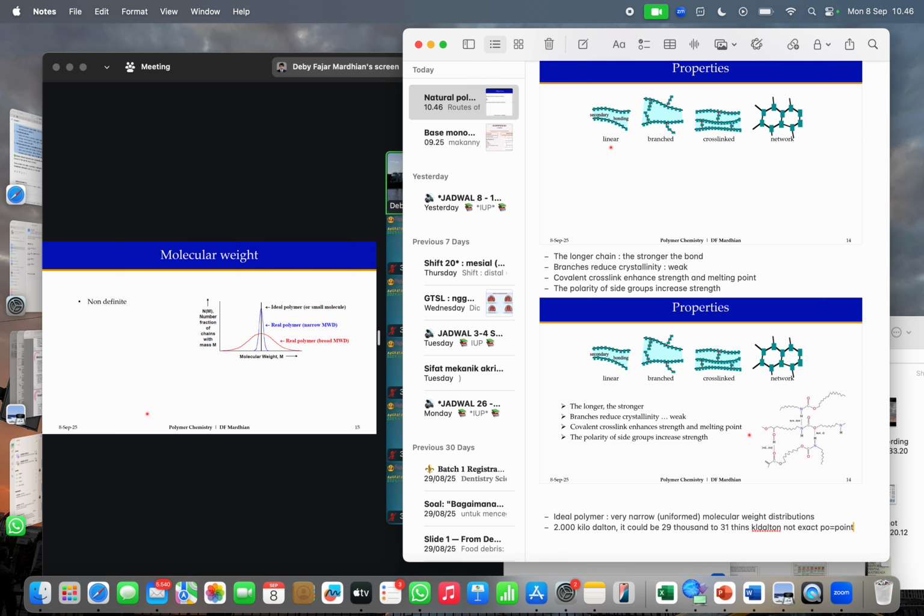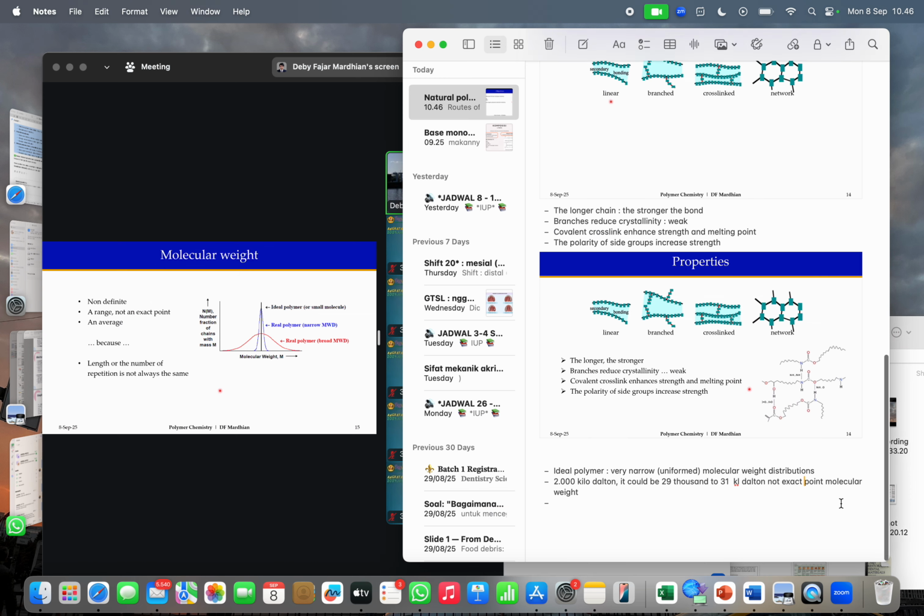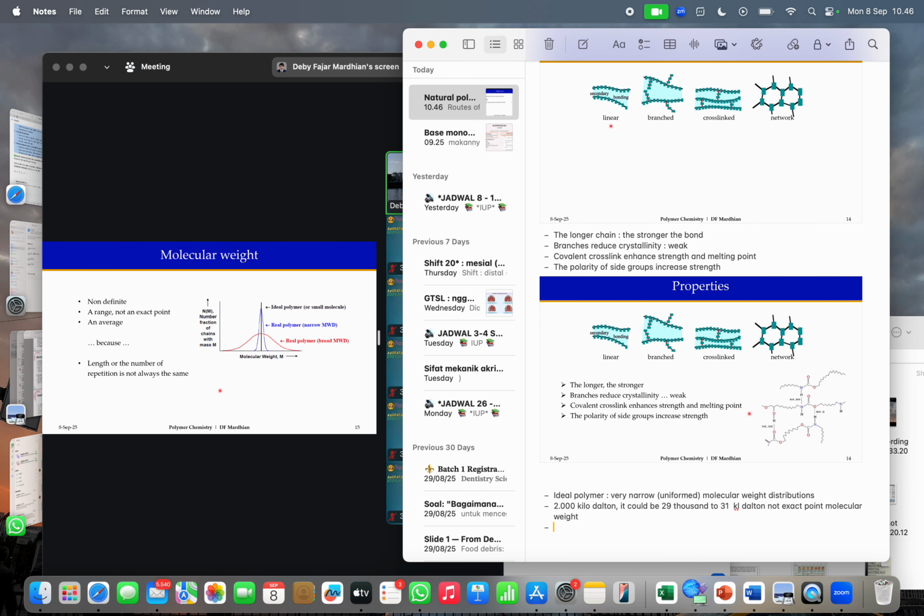So yeah, it's non-definite. It's a range, not an exact point, and the stated molecular weight is the z average of the molecular weight distribution, because the length or the number of the repetition is not always the same in every single chain of the polymer.